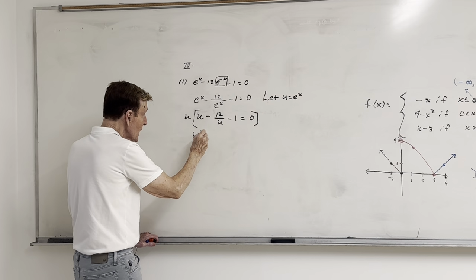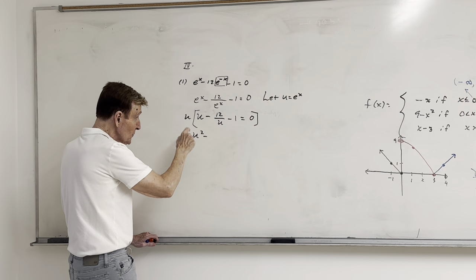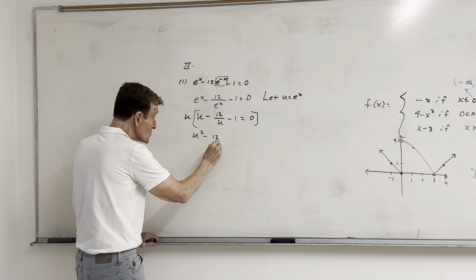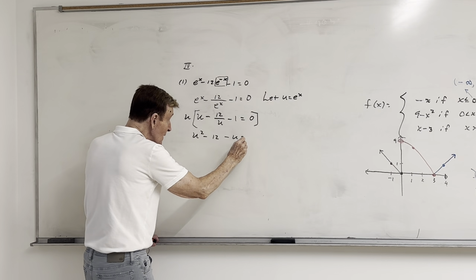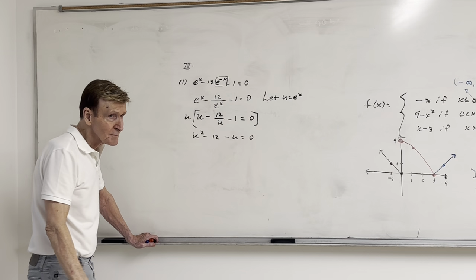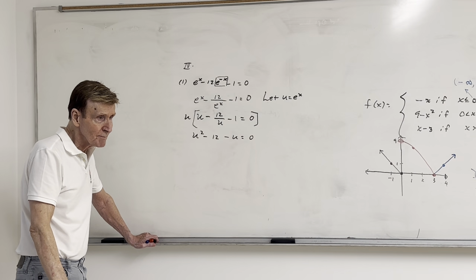Now watch what happens, guys, if I multiply everything by u. We'll get a u squared. By 12 over u, the u's would cancel. It leaves me merely at 12. The 1 minus u times 1 is u, equal to 0. Let's multiply everything by u.